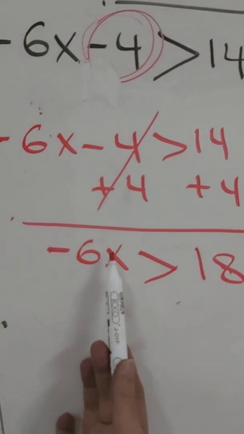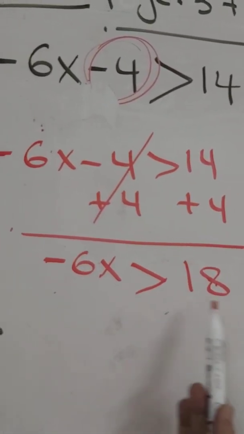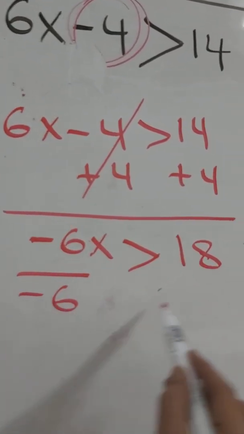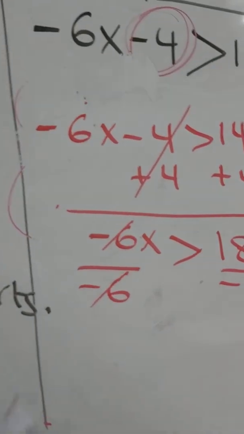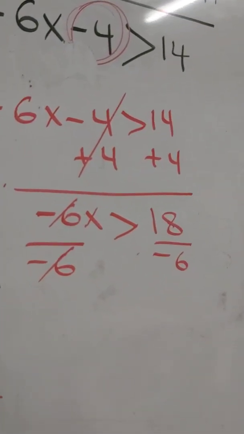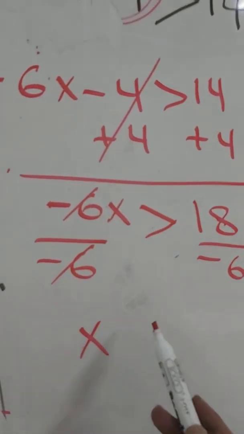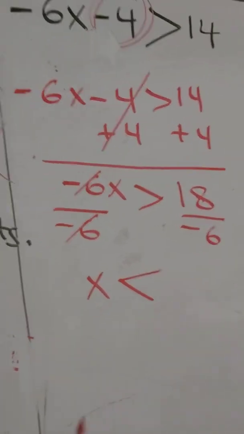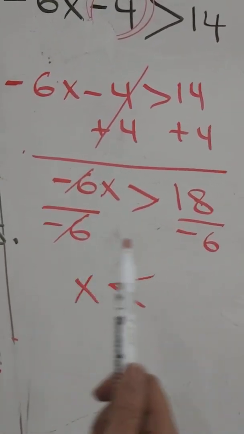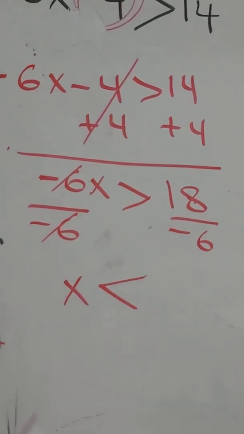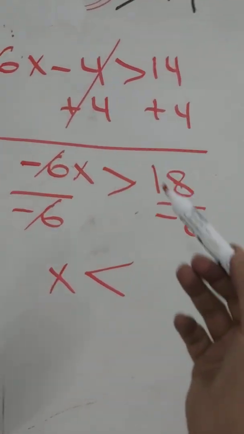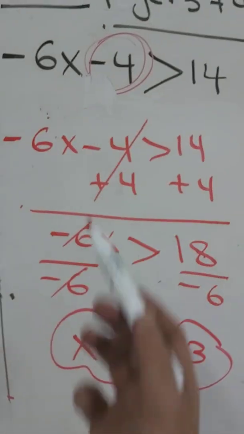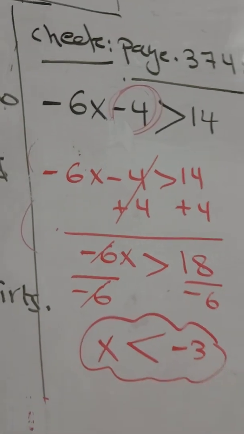Now what we have here is multiplication. The second step, we will divide both sides by the coefficient, as we call it. So here I will divide both sides by negative 6. Negative 6 with negative 6 is 1, and 1x is x. And this inequality sign, I will flip it because we said in the multiplication and division of inequalities, if you multiply or divide both sides by a negative number, you need to flip the inequality sign. Now 18 divided by negative 6 is negative 3. So this is the solution of the inequality, x less than negative 3.